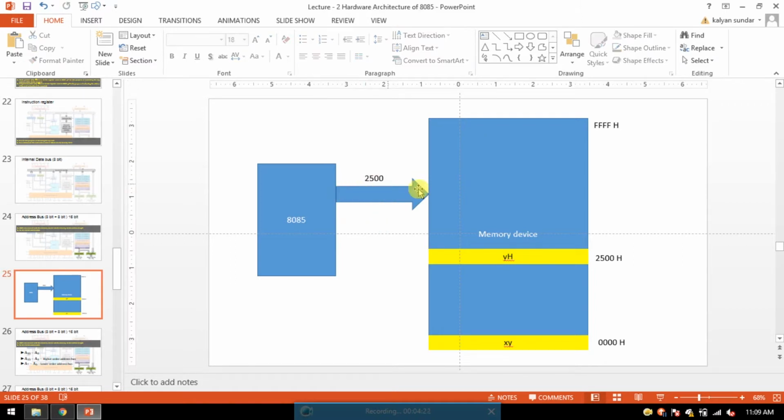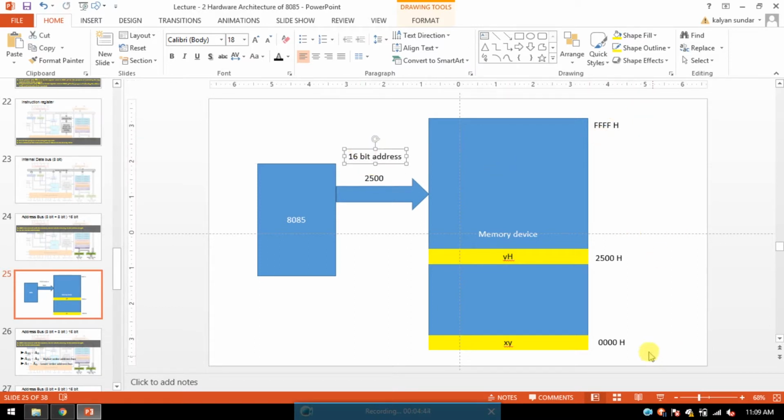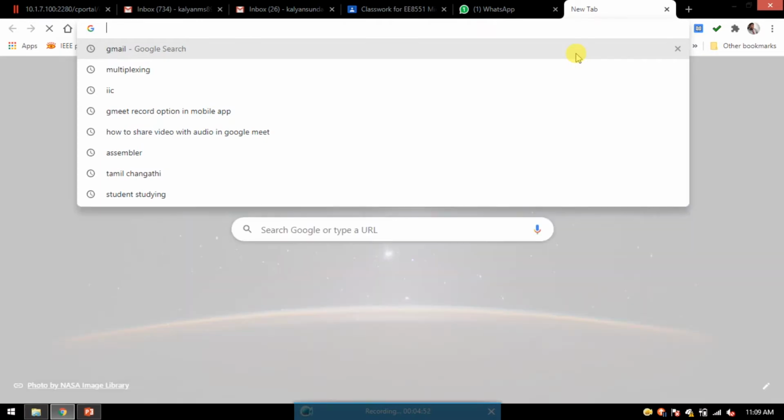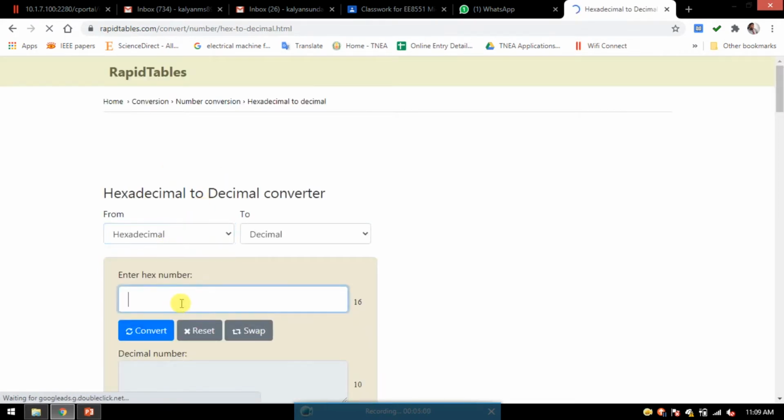The microprocessor is not programmed for this, it has the capability of calling 16-bit addresses. So this amount of memory we can add. FFFF, hexadecimal to decimal, we can convert online itself. So I'm giving my hexadecimal number FFFF, and converting, this is 65535, that is 65536 locations including 0.